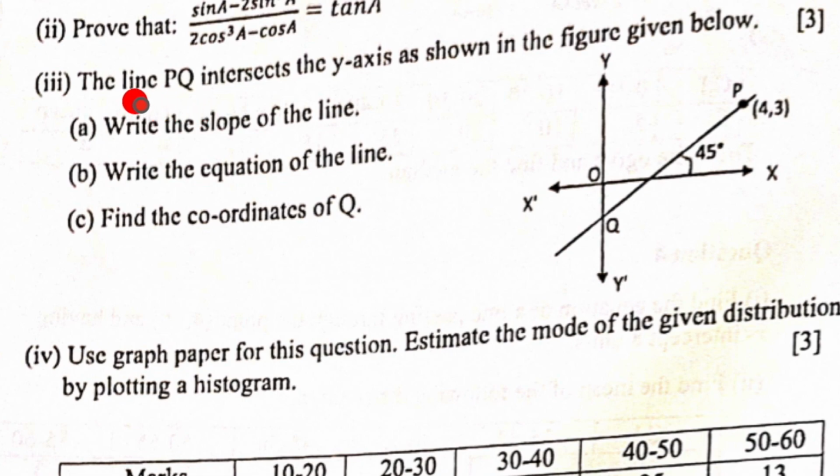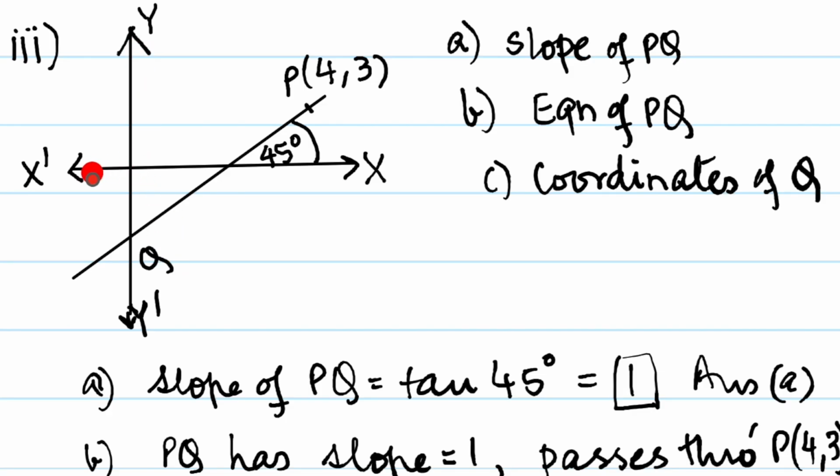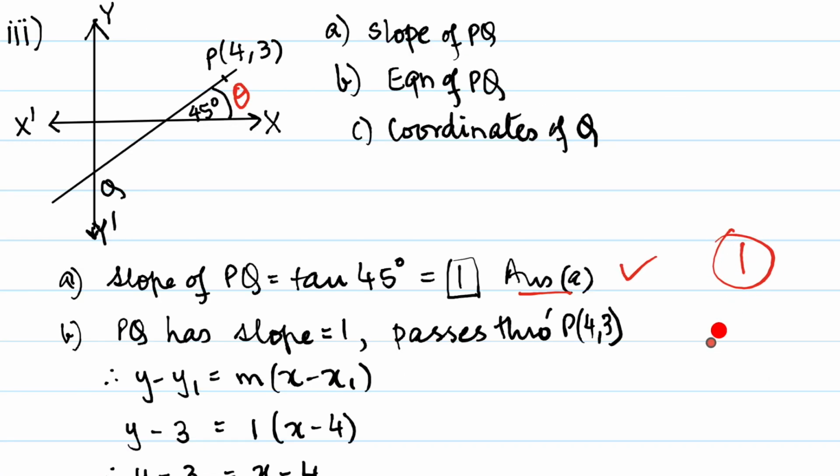Question 5, third part. The line PQ intersects y-axis as shown here. Find the slope of the line. Now we have this 45 degrees, that is the inclination of the line. Write the equation of the line and then find the coordinates of Q. I have drawn the diagram here exactly the same way, because inclination, this is theta given to us. So slope of PQ will be tan of 45, that is the tan of the inclination, which is 1, and that's our answer A, and this will be our first mark.